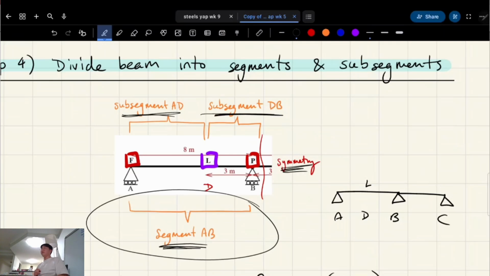Basically, your lateral restraints will break up your segments into subsegments, but your full and partial restraints will break up the entire beam into segments. Does that make sense?